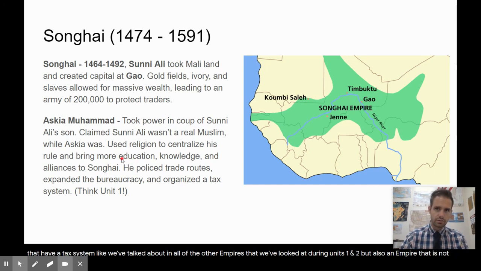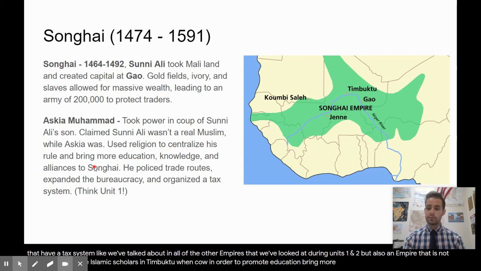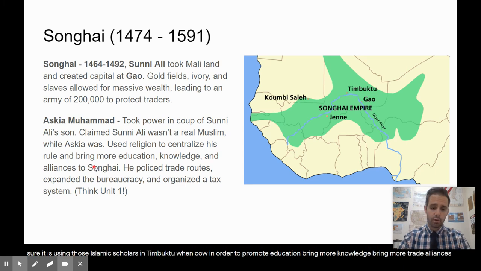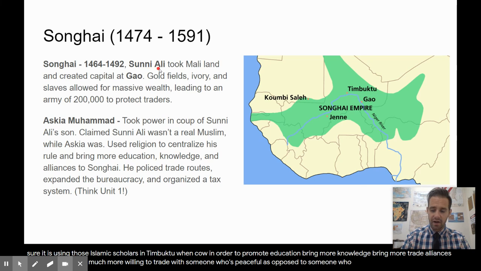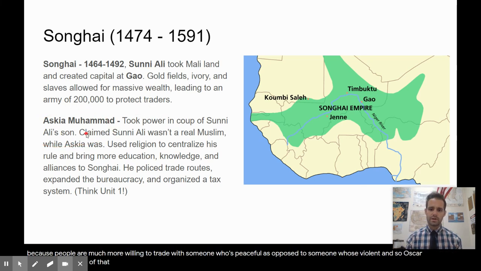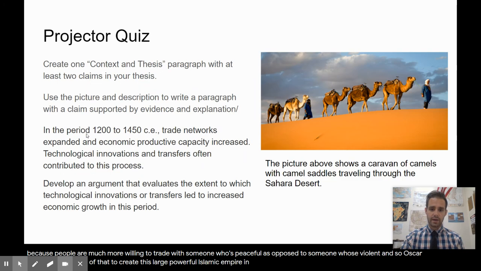It is using those Islamic scholars in Timbuktu and Gao in order to promote education, bring more knowledge, bring more trade alliances, because people are much more willing to trade with someone who's peaceful as opposed to someone who's violent. And so Askia Mohammed uses all of that to create this large, powerful Islamic empire in Western Africa.